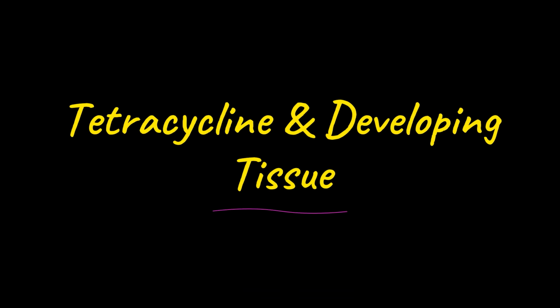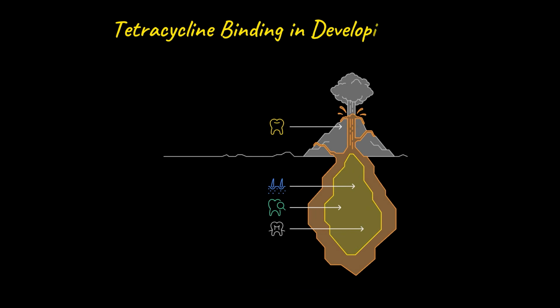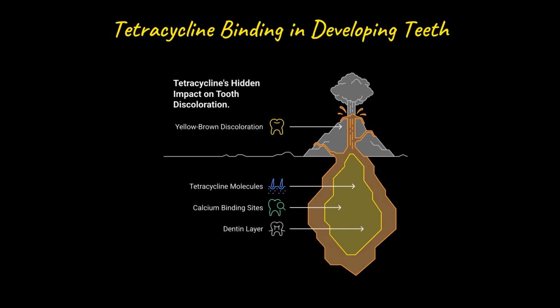Tetracycline is a broad-spectrum antibiotic, but it carries a firm contraindication in pregnancy and young children. The reason is chemical. Tetracycline binds tightly to calcium, and calcium is exactly what developing teeth and bones are made of. In a developing fetus or young child, tetracycline crosses the placenta or enters the bloodstream and binds directly into the calcium of forming teeth and bones. The result is permanent yellow-grey-brown discoloration built into the tooth itself, not a surface stain, but part of the structure.